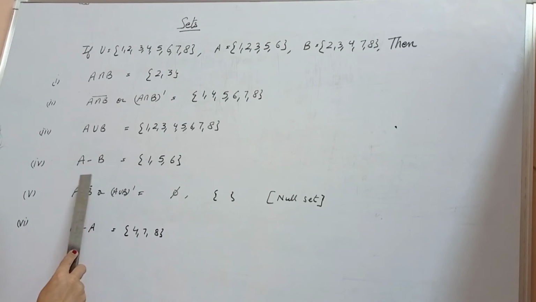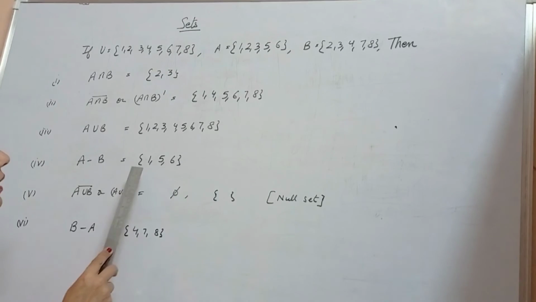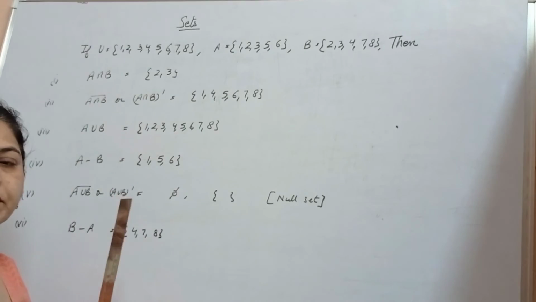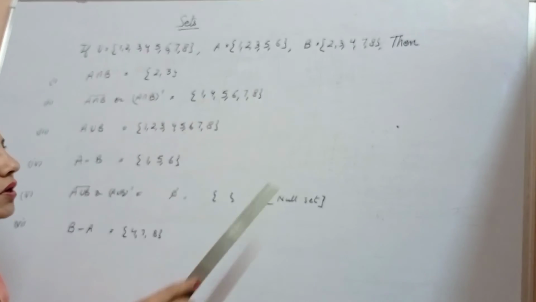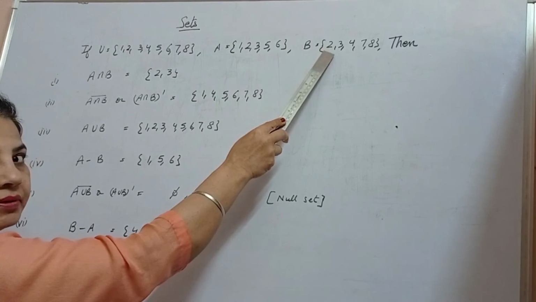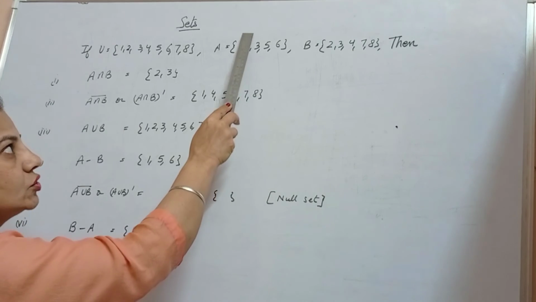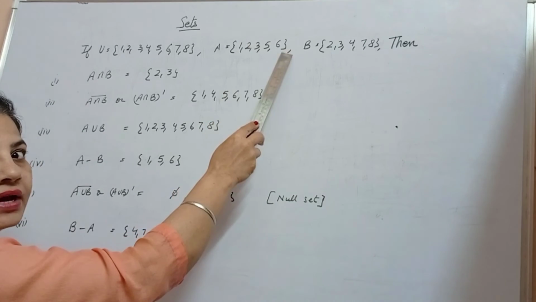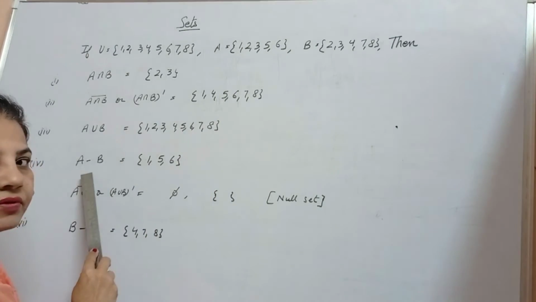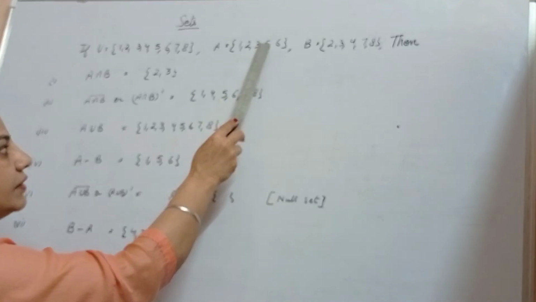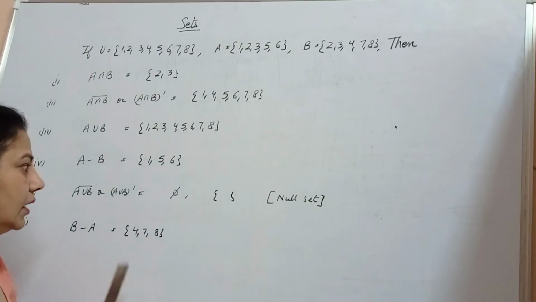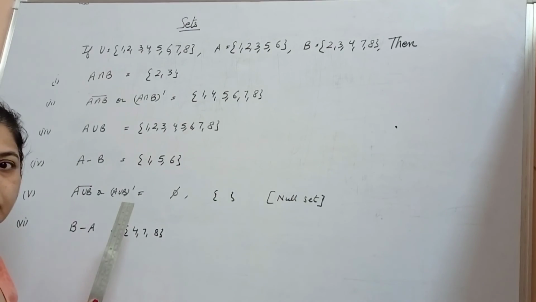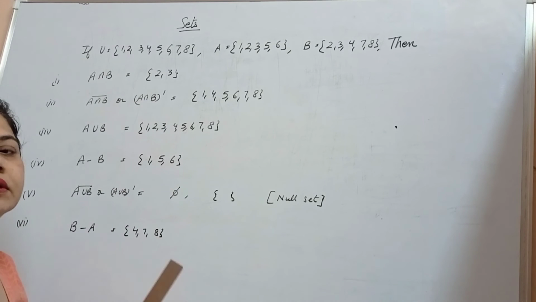Difference of set A and B: the elements which are common in A and B will be excluded. Since 2, 3 is in set B as well as in set A, we exclude 2, 3 and the rest of the elements of set A will come in the difference of set A and B, that is 1, 5, 6. A union B complement means the elements which are other than A union B.